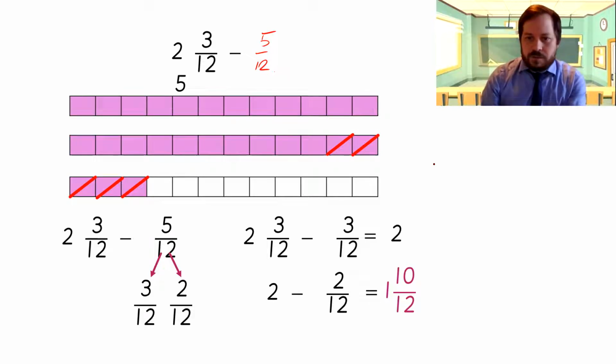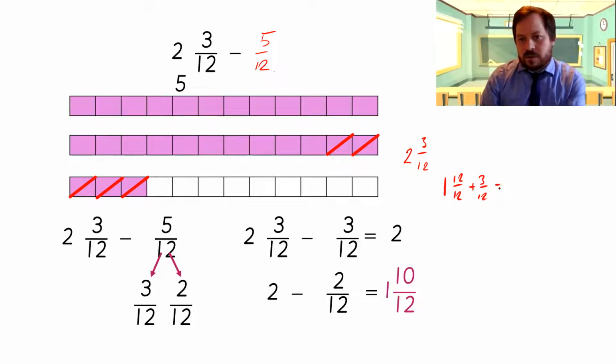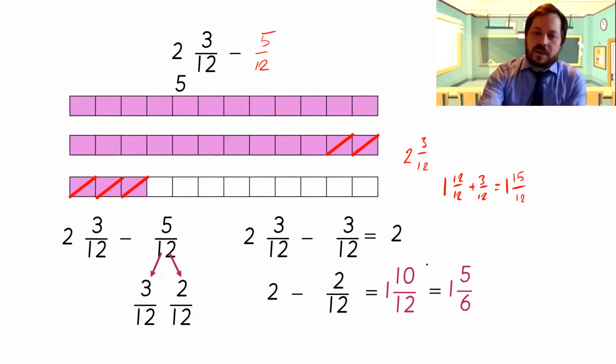What we could also do, and the way I would do it, is 2 3/12. If I didn't have enough, I can take 1 out of here, which would be 12/12. So I could put it as 1 and 12/12, that's 1 plus that 3/12 on. So therefore I have 1 and 15/12. Then I can take away the 5 and I get to the same answer of 1 and 10/12. That would be my way of doing it. The bar model works perfectly.